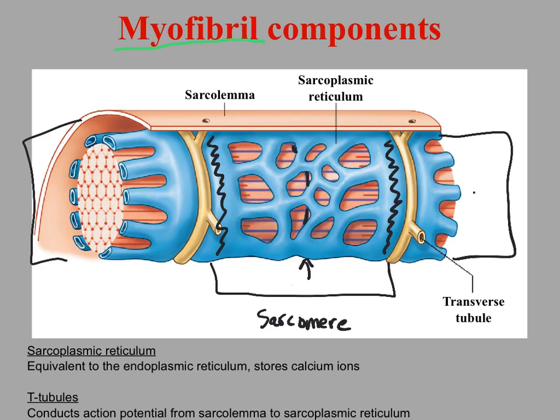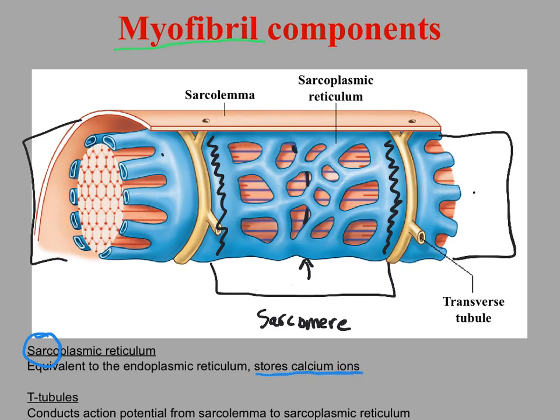Now what you see here in blue is a structure called the sarcoplasmic reticulum. It kind of sounds like an organelle that you're already familiar with called the endoplasmic reticulum. Sarco actually means, I think it's Greek, muscle. So this is a really highly specialized endoplasmic reticulum that we find inside of muscle cells, and its function is to store calcium ions.